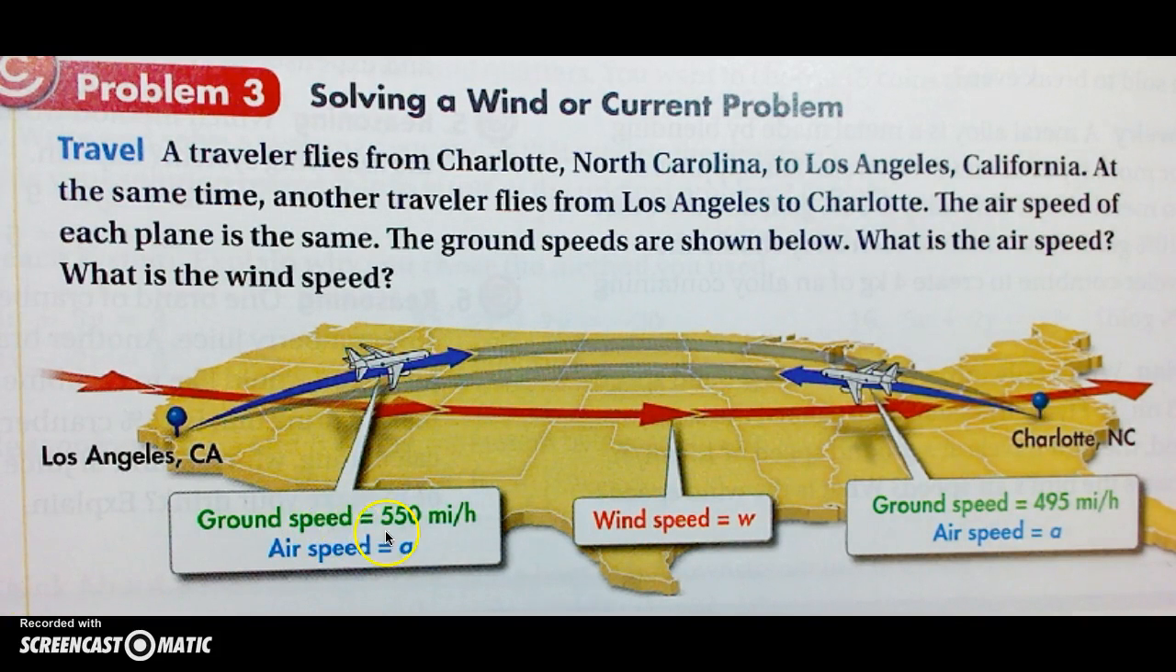So we look here, the ground speed is 550 miles per hour, and we have our wind speed on both of them. And our ground speed over here is 495 miles per hour. The planes are going at the same speed, but it's the ground speed that's different. This one's going against the wind, so it's going at 495. This one's going with the wind, so it's going at 550 miles per hour.